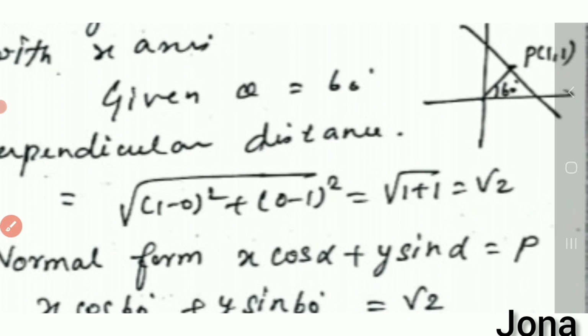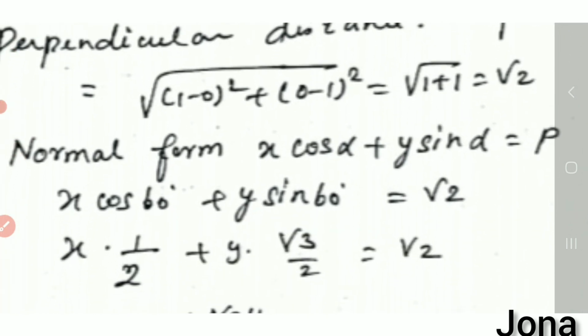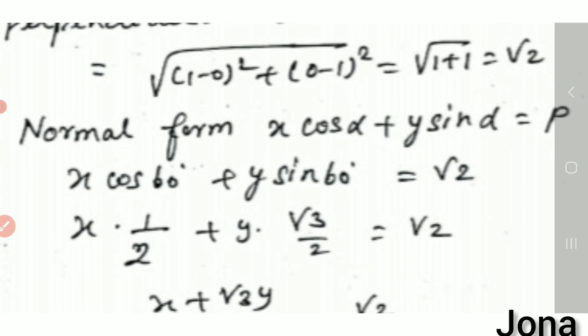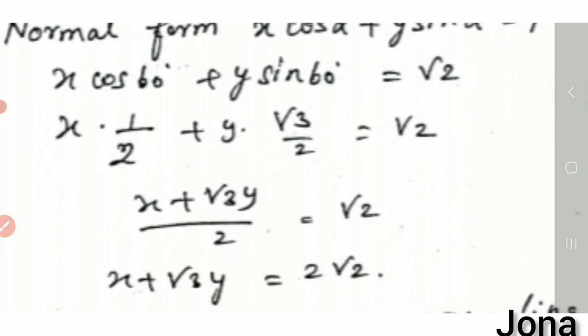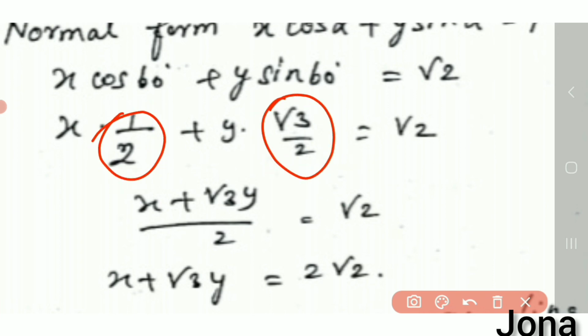The equation of the straight line in normal form, if alpha and perpendicular distance are given, is x cos alpha plus y sin alpha equal to p. So substitute everything here: x cos 60 degree plus y sin 60 degree equal to root 2. P is nothing but perpendicular distance. So we know the value of cos 60 is 1 by 2 and sin 60 is root 3 by 2. And the denominator we have common as 2. So we can write this as x plus root 3y divided by 2 equal to root 2. Cross multiply, x plus root 3y equal to 2 root 2.